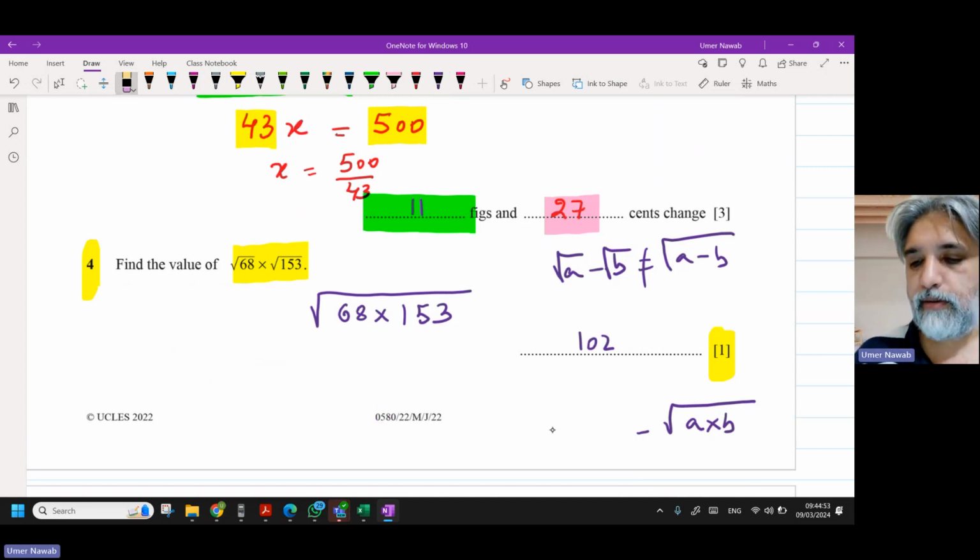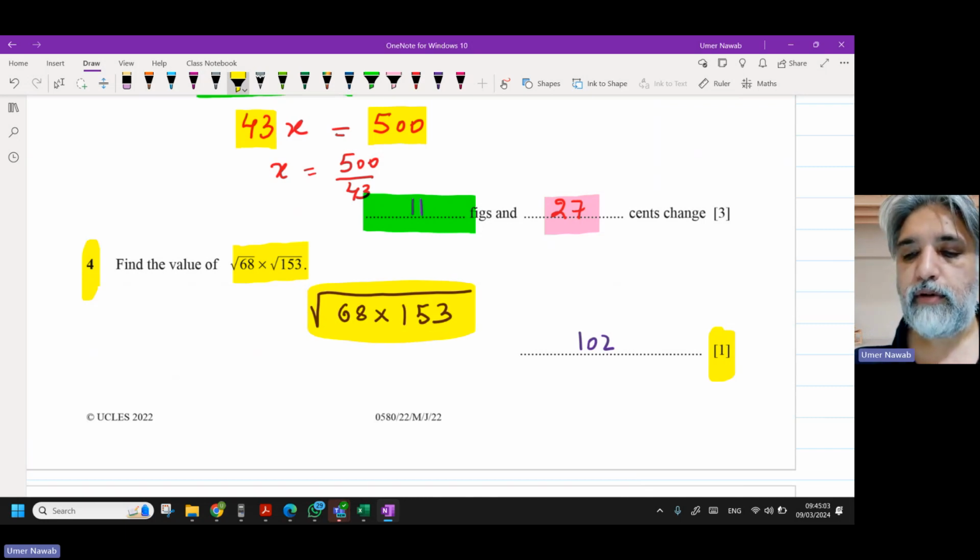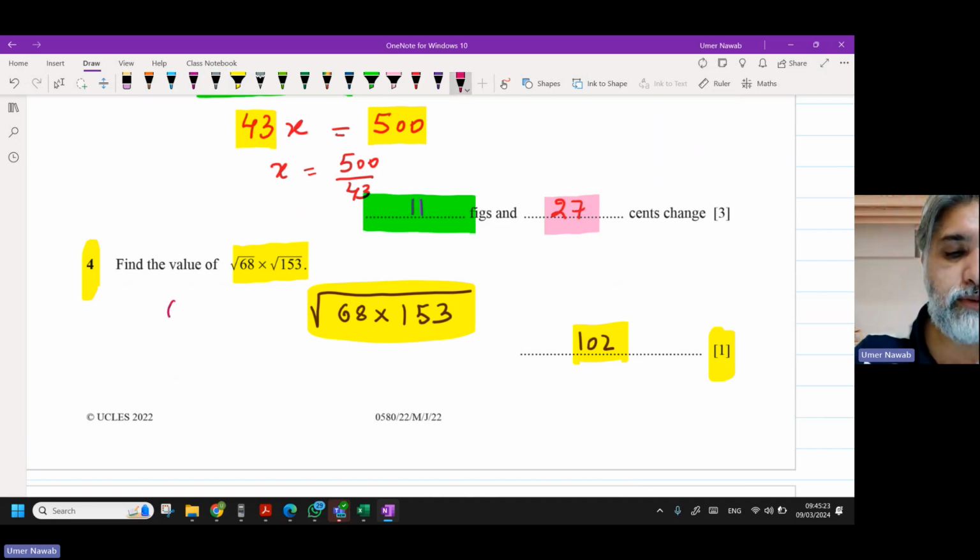These properties must be known to the students before doing anything. However, here I wanted to calculate and find the value. My answer came to 102 and the total marks were 1. I relied on a calculator and I got my answer. If a student wants to know furthermore, Mr. Omar, how 68 times 153 became 102, then I will ask them to further split 68.